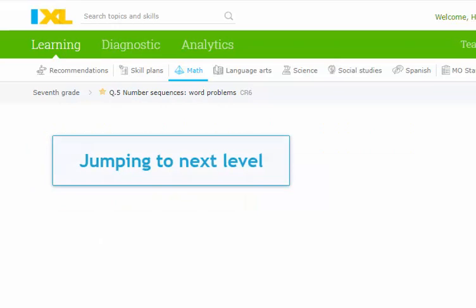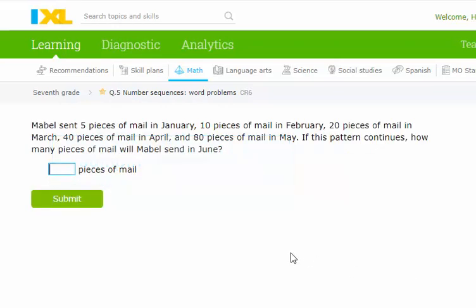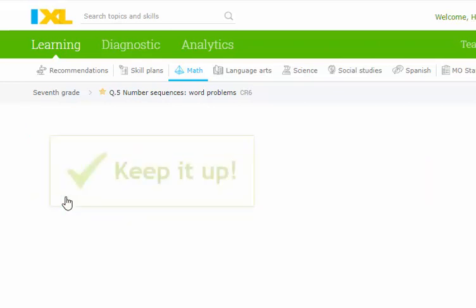I'm going to jump ahead and see if it gets trickier. Mabel sent 5 pieces of mail in January, 10 pieces of mail in February, 20 pieces of mail. Looks like this is a doubling one. It's a geometric sequence. So if May is 80 pieces, I need to double it again. I should have 160 pieces of mail for June then.